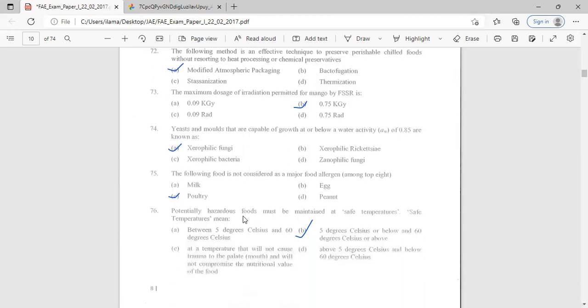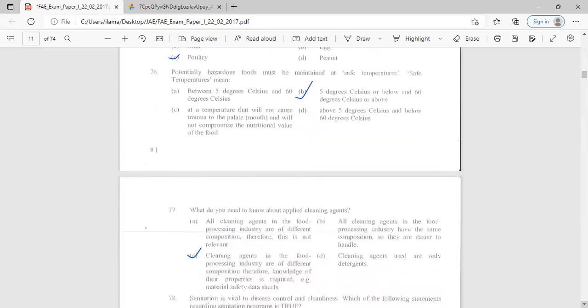And then the potentially hazardous food must be maintained at a safe temperature. And then the safe temperature means 5 degrees Celsius or below, or above 60 degrees Celsius. Even it may be asked in Fahrenheit. That Fahrenheit value is 42 to 140 Fahrenheit.